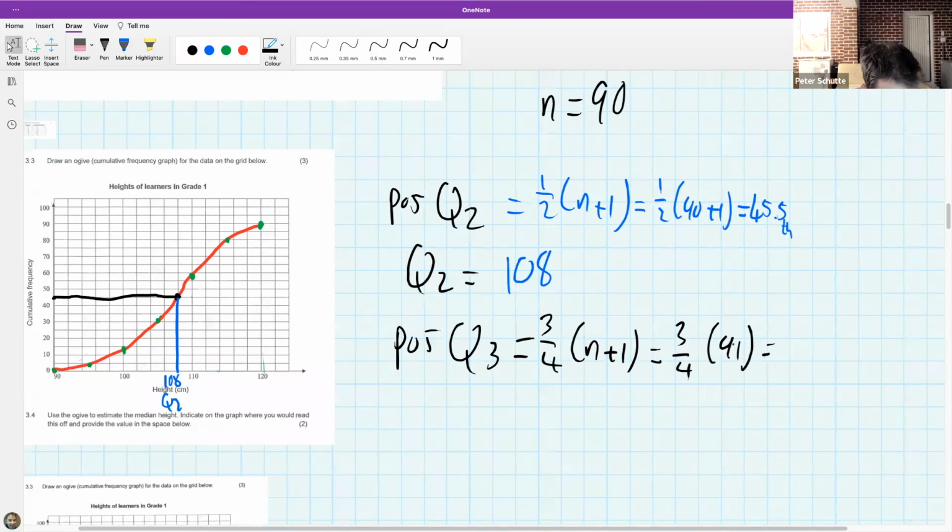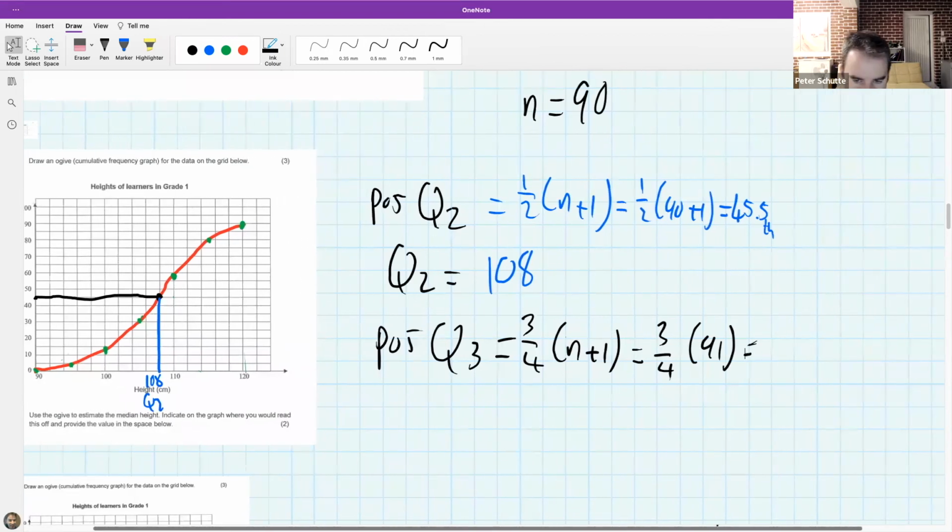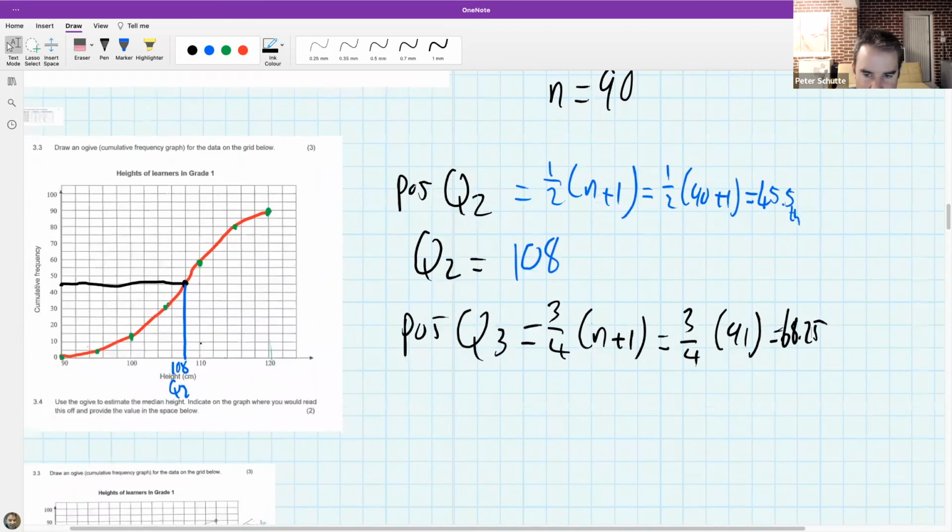And so what do we get? 0.75 times 91, and you get 68.25. I want you to look at my drawing, look at my ogive and look at your ogive and give me an estimated value for Q3, given that you know the position of Q3 is 68.25.